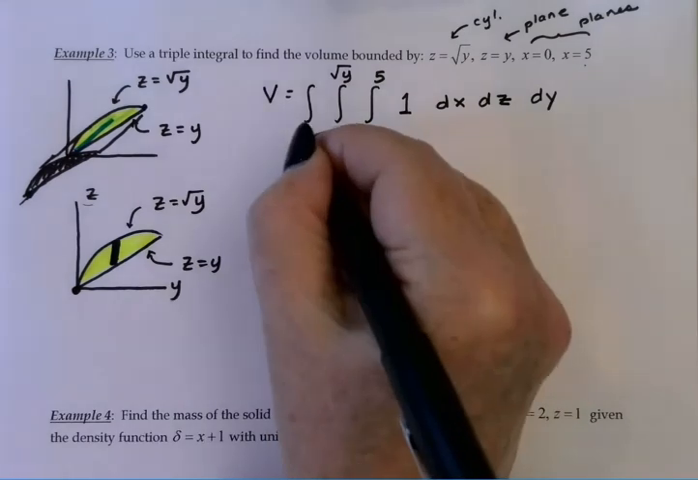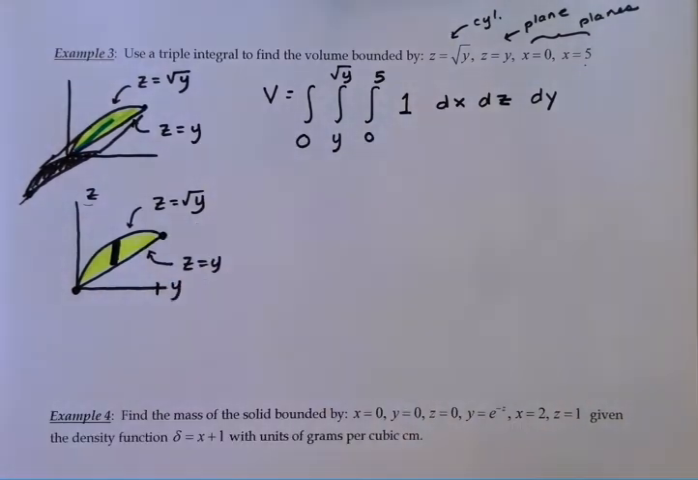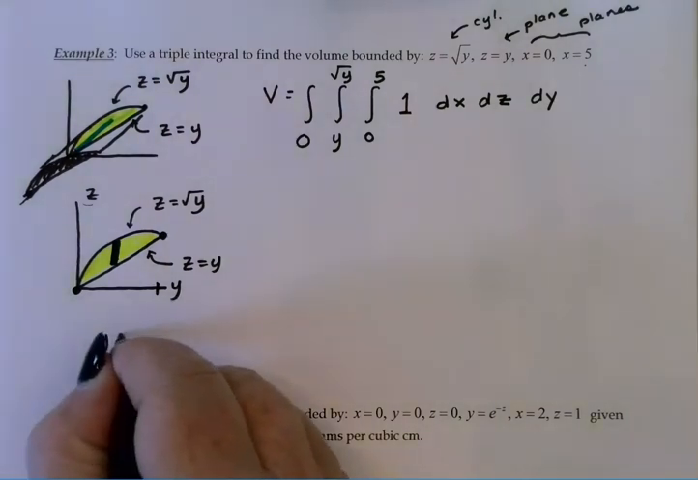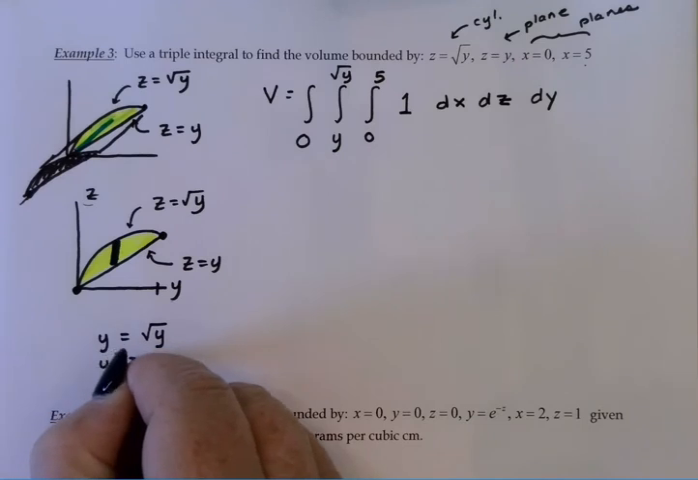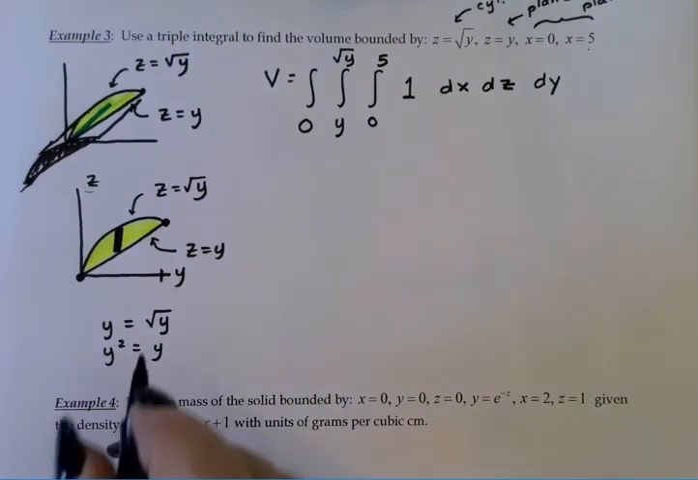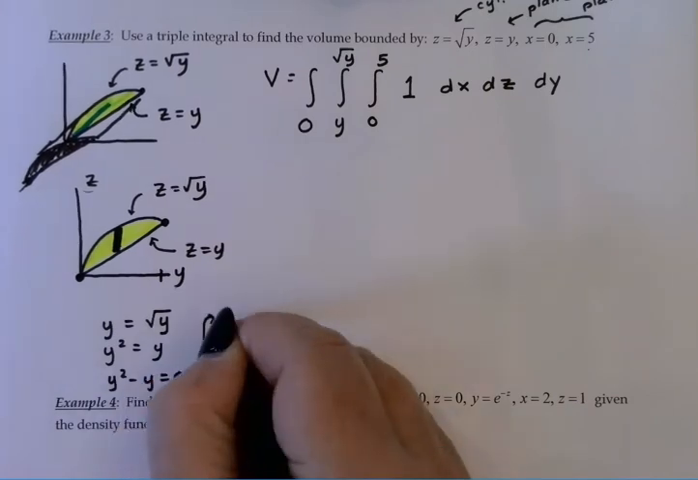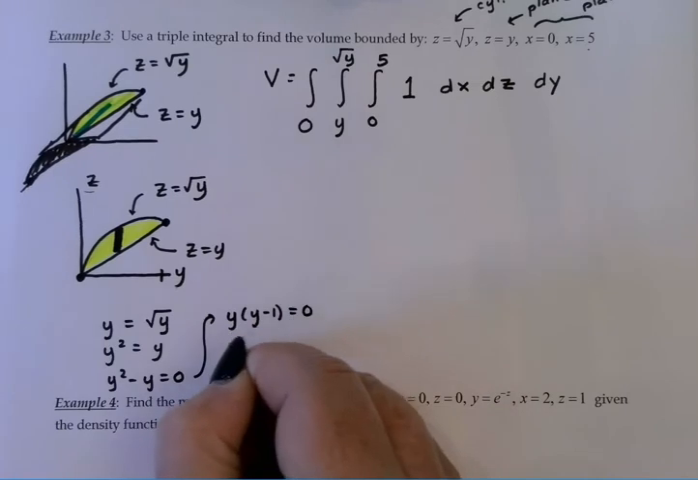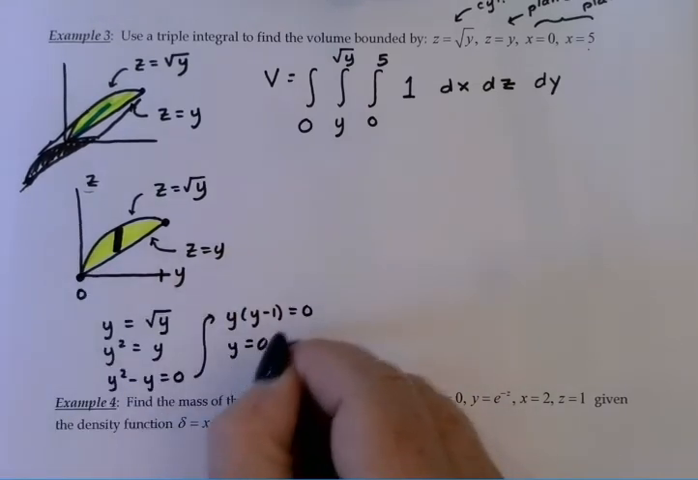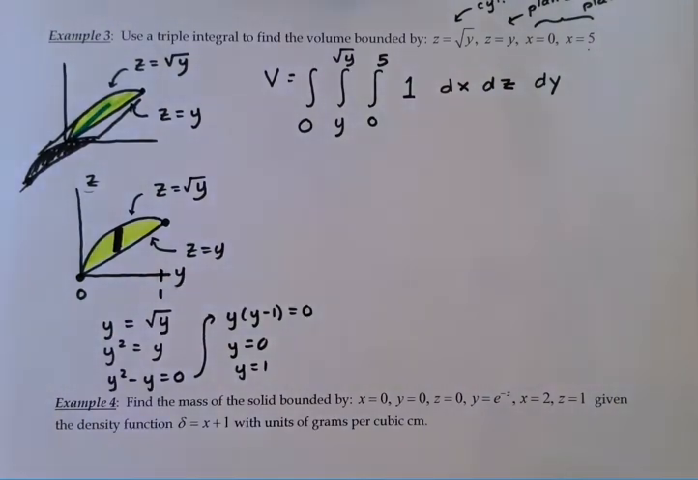Clearly y starts at 0, and this intersection point will tell me the y value where it ends. If I simply set y equal to the square root of y, squared, y squared equals y, y squared minus y equals 0. I can factor that and see that y equals 0, which I already knew, or y equals 1, which is my other intersection point. So there's my setup.